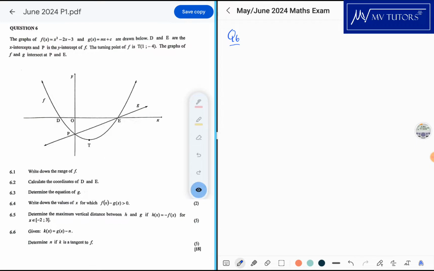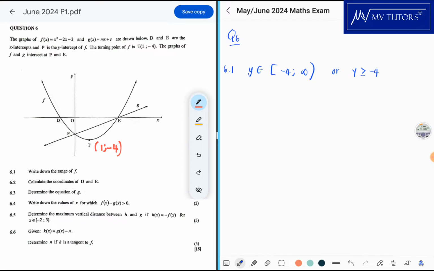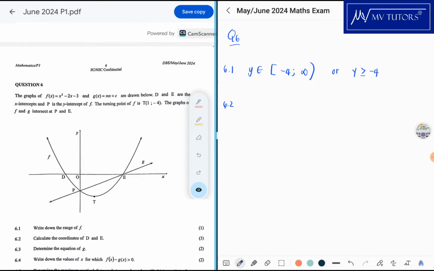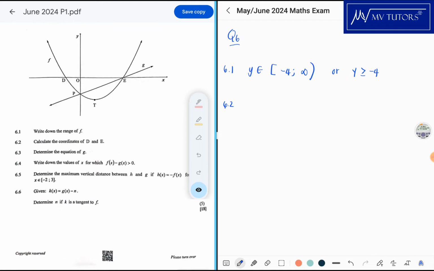Alright, so now 6.1, write down the range of f. Okay, range is all the y values. So y is an element of, we are starting at negative 4 and it is included. So negative 4, and where are we ending? Well, infinity, which we don't know. So you could have written it like this, or you could have said y is bigger than or equal to negative 4. Either way, you'll get the mark. It's just 1 mark.